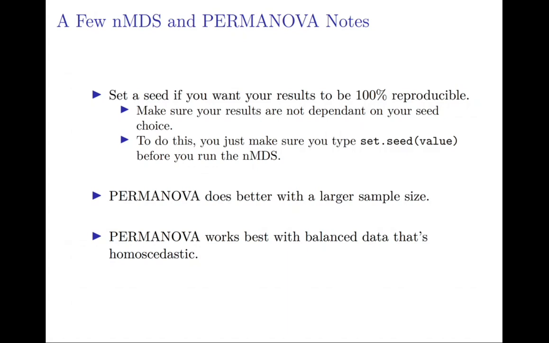PERMANOVA does a lot better with larger sample sizes because it has more to work from when it's randomizing. Also, PERMANOVA works best with balanced data that's homoscedastic.